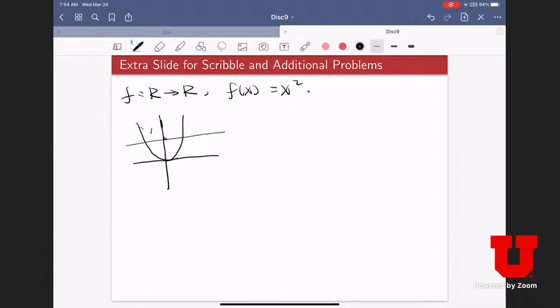Let's say right here, if it is 4, then we can find x, where x can be either -2 or 2. So this is a counterexample to claim that f is 1-to-1. So the first one is nope, f is not 1-to-1, since we can find 2 elements in the domain that map to one element in the codomain.